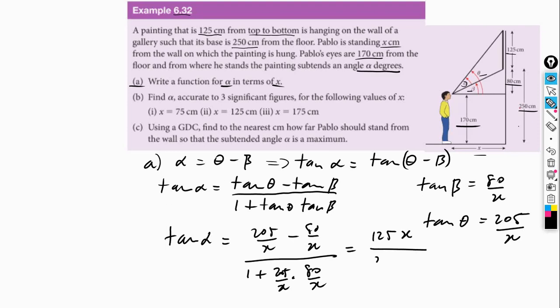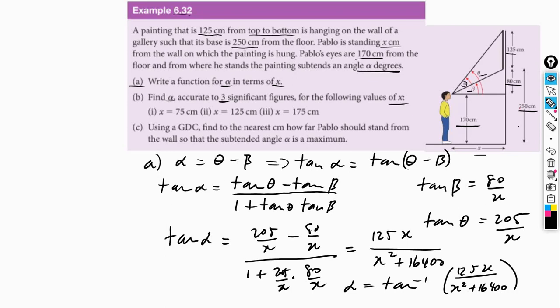125x over x squared plus 16,400. But we're not done because they want a function for alpha, and this is a function for tangent of alpha. But that's easy to do because notice that alpha is simply going to be the inverse tangent of this expression, right? So the inverse tangent of 125x over x squared plus 16,400.